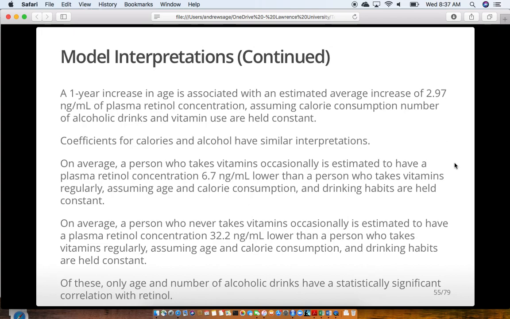And then for the categorical variables, we would say that on average, a person who takes vitamins occasionally is estimated to have a plasma retinol concentration 6.7 nanograms per milliliter lower than a person who takes vitamins regularly, assuming age and calorie consumption and drinking habits are held constant. Similarly, on average, a person who never takes vitamins is estimated to have a plasma retinol concentration 32.2 nanograms per milliliter lower than a person who takes vitamins regularly, assuming that the other variables are held constant.